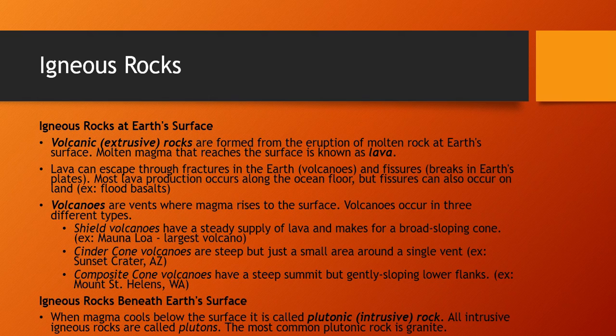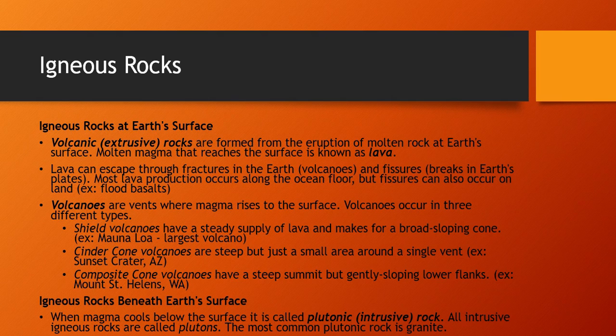Igneous rocks at Earth's surface, we call extrusive igneous rocks or volcanic rocks. They're formed from the eruption of molten rock at Earth's surface, from magma coming up through something like a volcano. And when magma does that, we call it lava. Lava is just magma that's reached the Earth's surface. It can escape through fissures in the Earth, so volcanoes, or it can escape through boundaries between plates in the surface of the Earth. Most lava production occurs along the ocean floor, but you can also have fissures, breaks on land, and obviously you can have volcanoes on land.